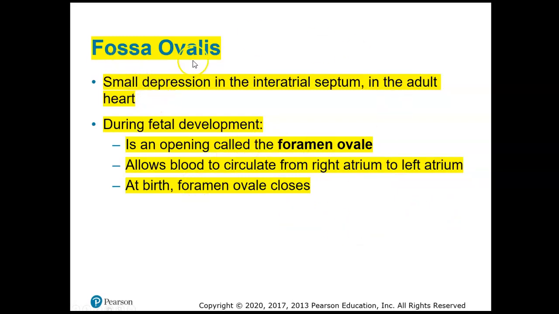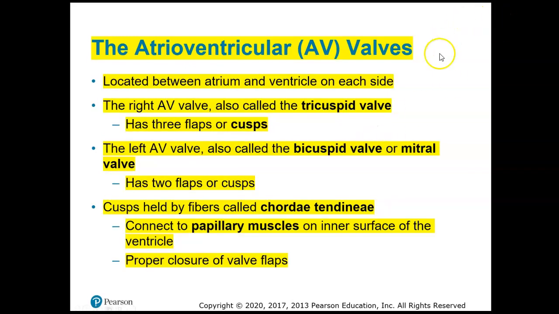Now, I showed you the fossa ovalis, which is a small depression in the right atrium in the adult heart. But it comes from, in the fetus, an opening called the foramen ovale. And when that closes, it becomes the fossa ovalis.